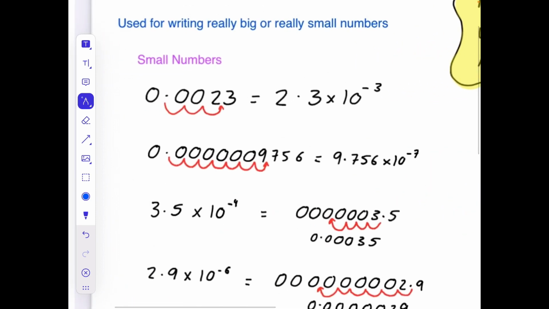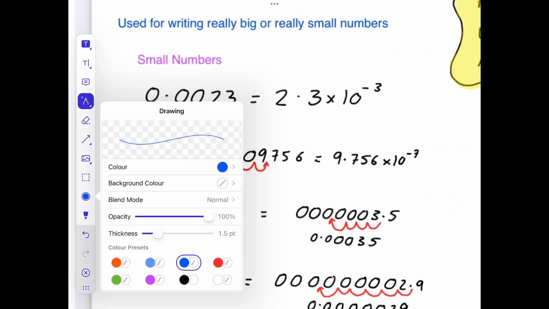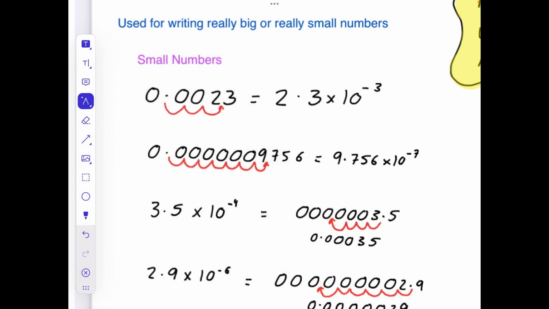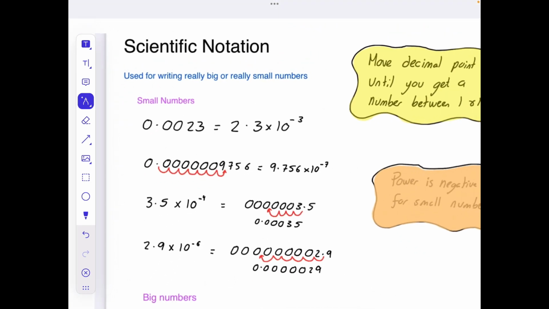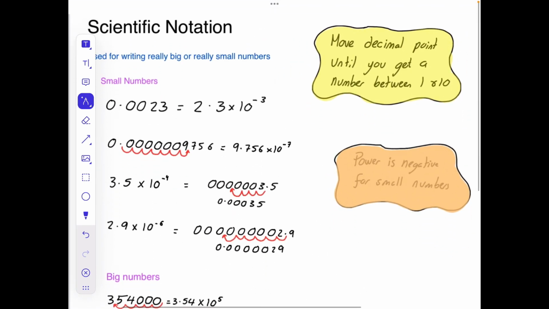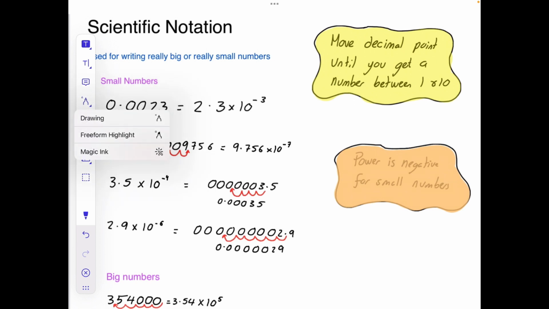Okay, so 0.0023 is a really, really small number. So what we're going to do is move the decimal point until we get a number between 1 and 10. Now, we will see in a second how this question will be asked, but for now we'll just write it in scientific notation.